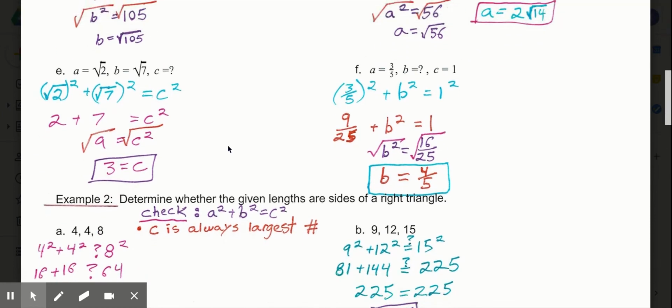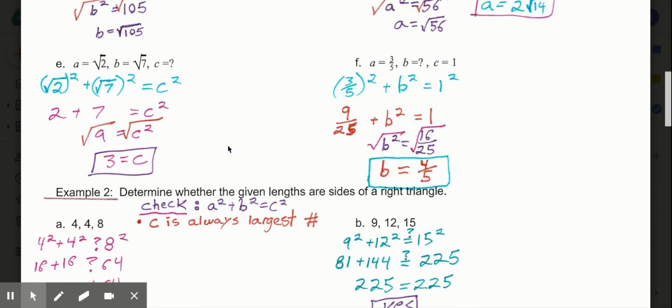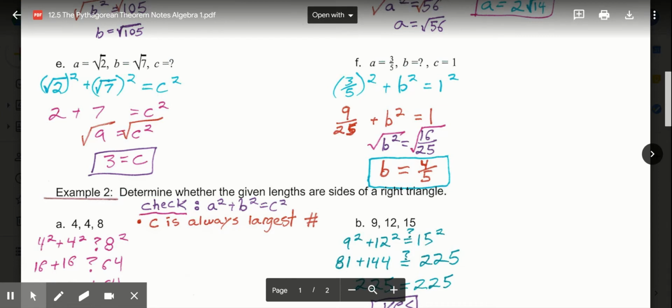In part E, we were given a is the square root of 2, b is the square root of 7. We're finding c. The square root of 2 squared is 2, square root of 7 squared is 7. So 9 equals c squared, and the square root of 9 is 3.